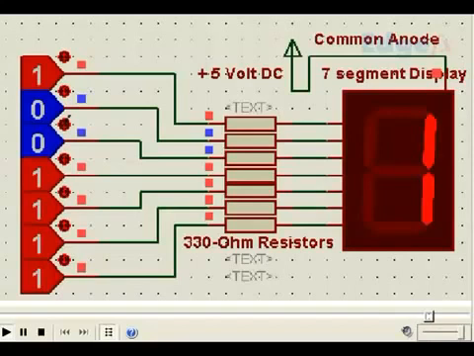So this is how a 7-segment display works. And these 0 and 1, they come from the microcontroller.